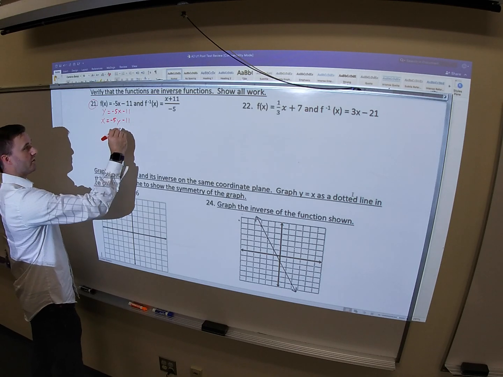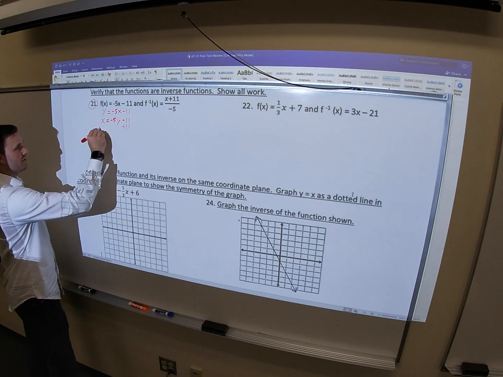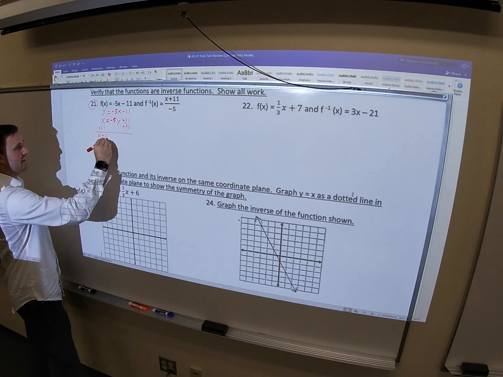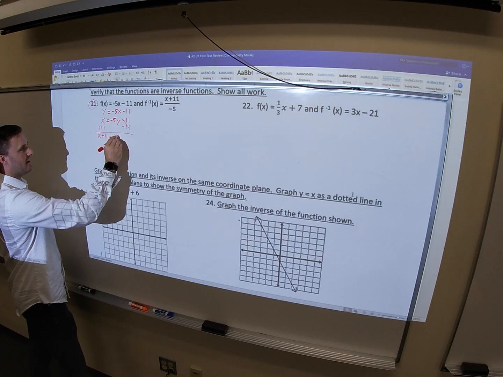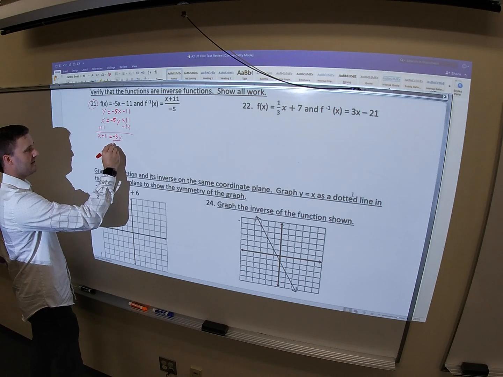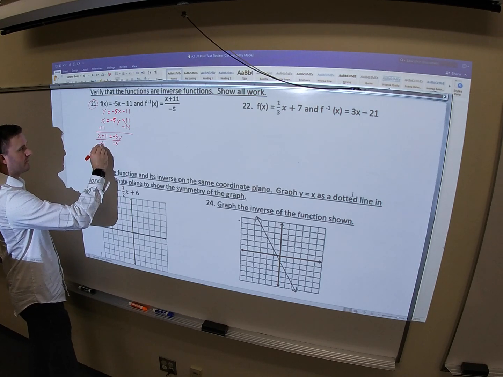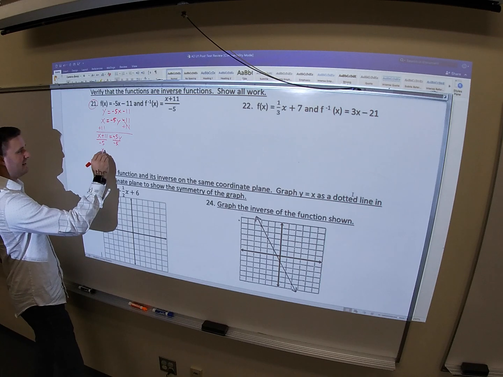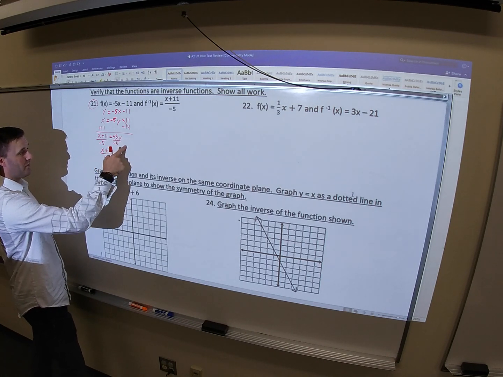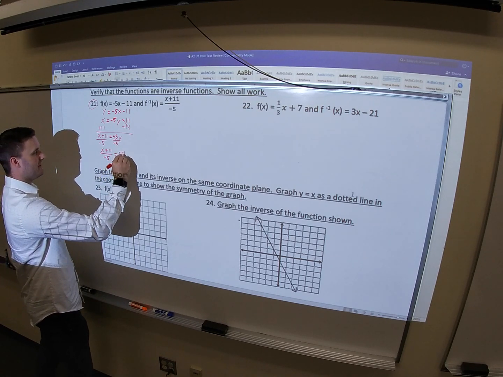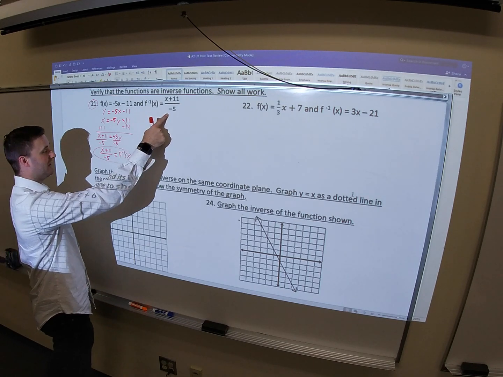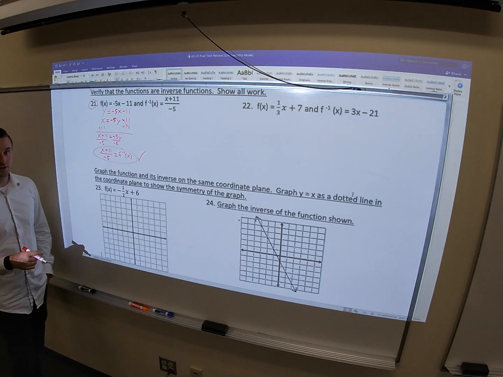So from here, we're going to add 11 to both sides. When I do that, I get x plus 11 equals negative 5y. From here, I need to get y by itself, so I'm going to divide by negative 5. And what's interesting is I get x plus 11 all over negative 5, and this gets my y by itself, but this is my inverse, so f inverse of x. Now, is that what I see here? It is. So those are inverses of each other.